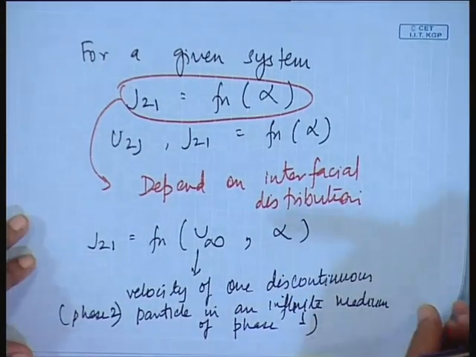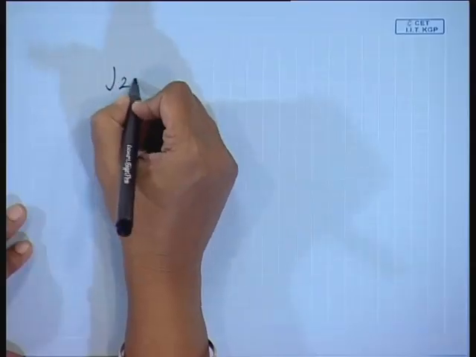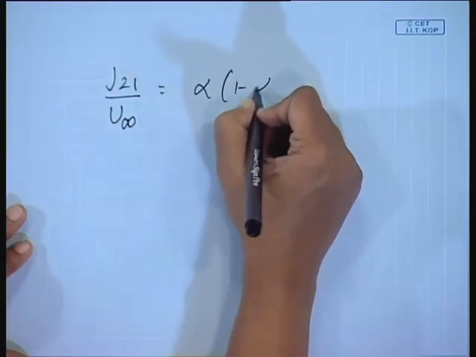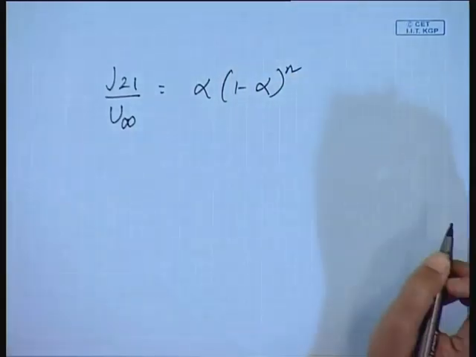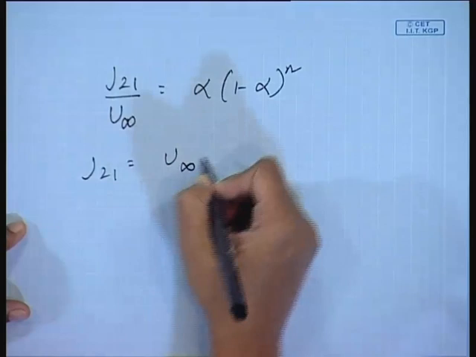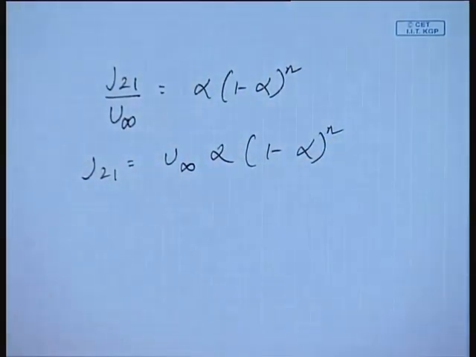Usually the functional form people have obtained is J21 by U infinity equals alpha into (1 minus alpha) whole to the power n. Or in other words, you can also write it as J21 equals U infinity alpha into (1 minus alpha) whole to the power n. So, what have people done? People have tried to find a relationship between J21 and alpha.